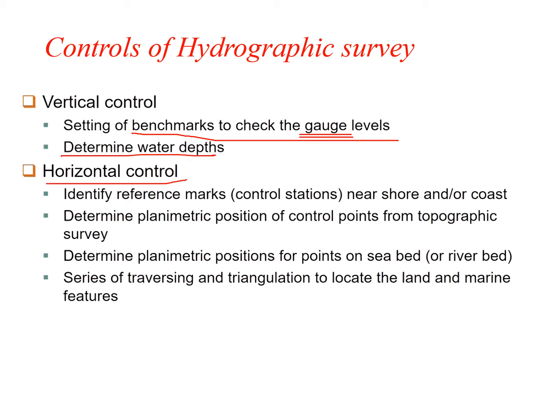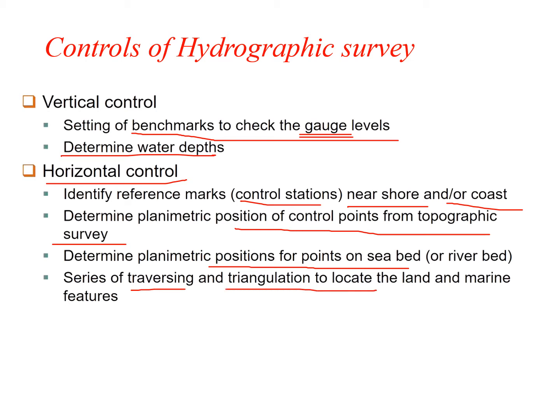Then horizontal control: identify reference marks, which we call the control stations. This takes place in a horizontal plane, that is at the water surface level, the near shore, and sometimes in combination with the coast. Determine the planimetric position of control points from the topographic survey. Then determine the planimetric positions of points on the seabed. Then a series of traversing and triangulations to locate the land and marine.